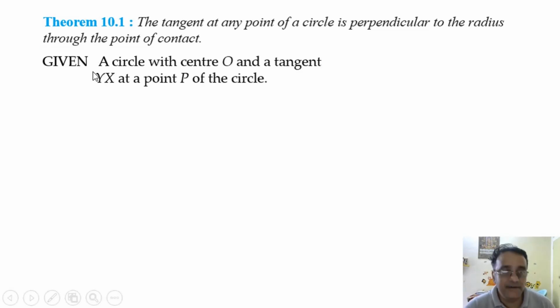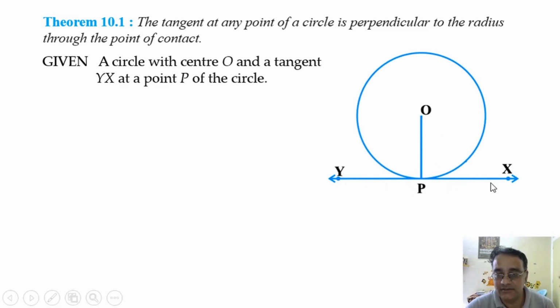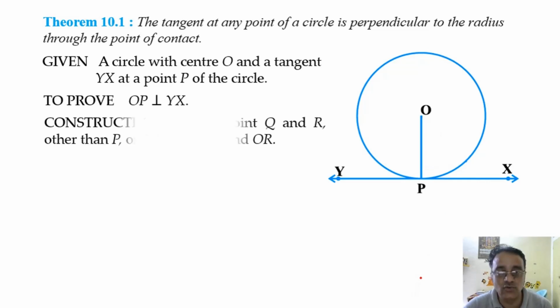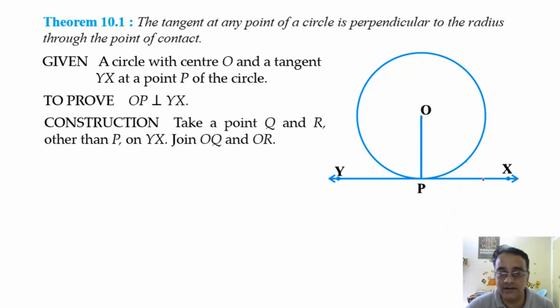Okay, so given a circle with center O and a tangent YX at a point P of the circle, here YX is the tangent and the tangent intersects the circle at point P. So what do we call point P? Point of contact. And what we have to show is that OP is perpendicular to YX. This we have to prove. So we'll do one construction. We'll take 2 points Q and R on YX, and then we will join OQ and OR. So first let us join OQ.